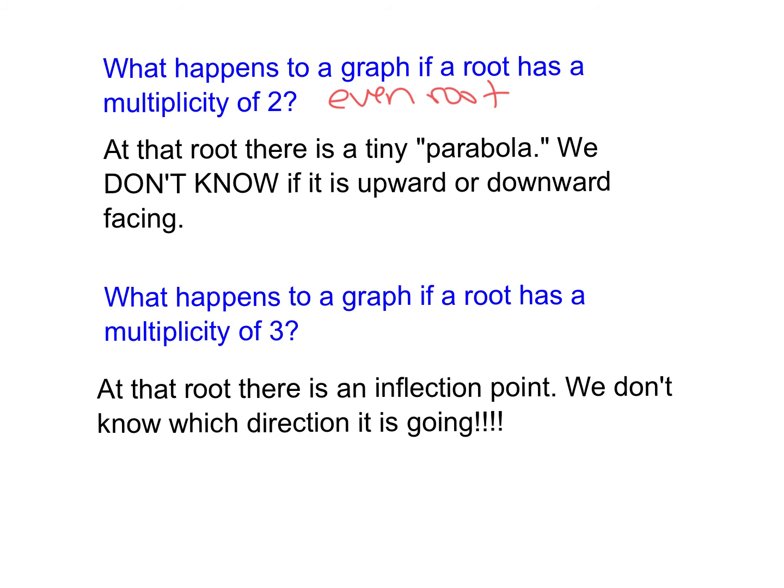And then if the multiplicity is 3 or it's odd, it's going to have something that looks like an inflection point, right? So if this is my multiplicity, I'm going to have that, and then just come around and go through. Right? So you're going to have that weird inflection point at that root.